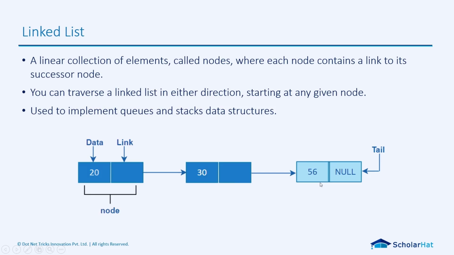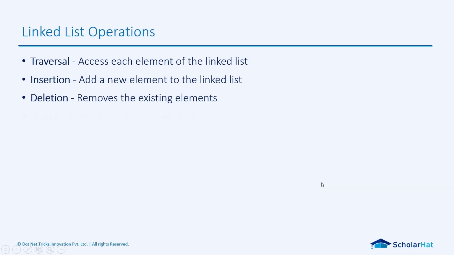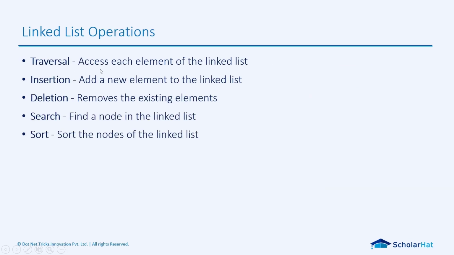So linked list operations. What are the operations there? We're going to see traversal in a linked list, that is accessing elements of the linked list. Then insertion, so adding elements to the linked list. But when you say add elements to the linked list, that actually means you want to add the element at the head, in the middle, or at the tail of the linked list. We'll understand each of these one by one on the whiteboard.